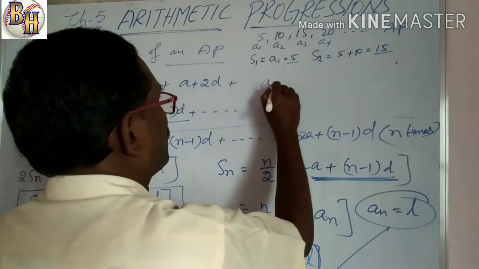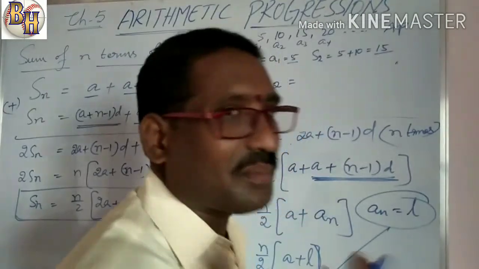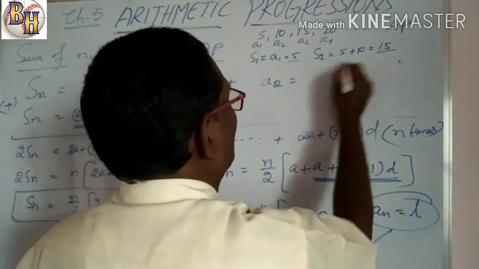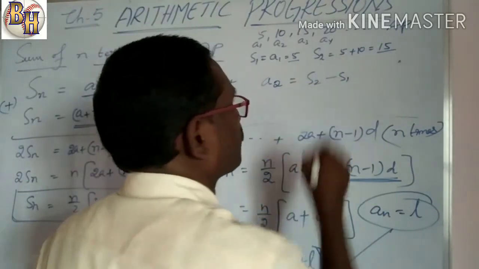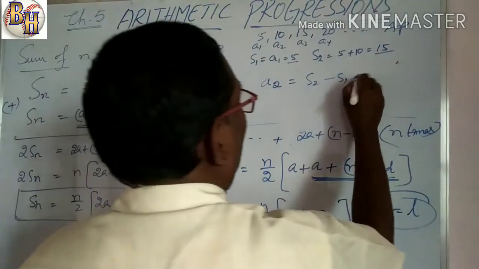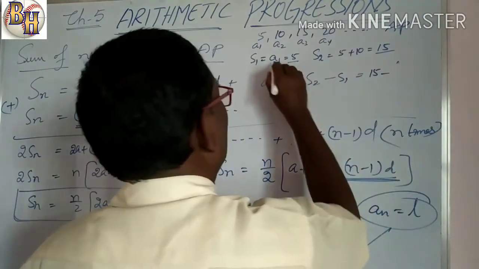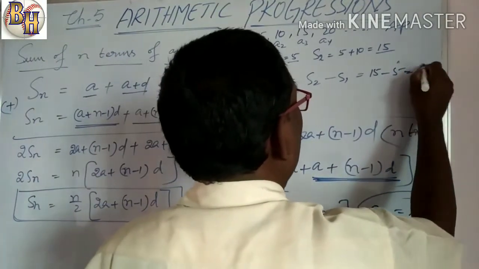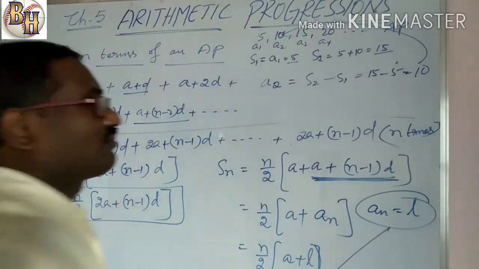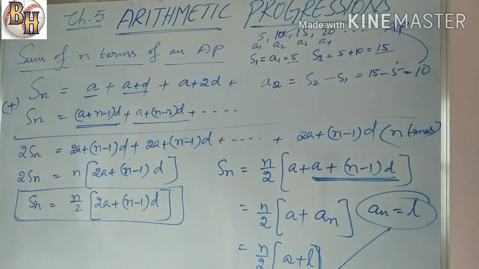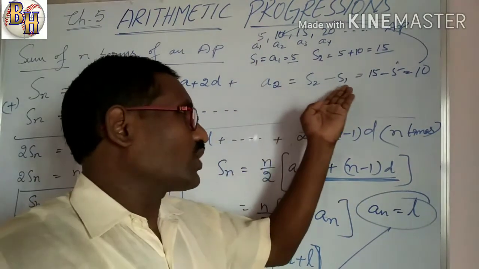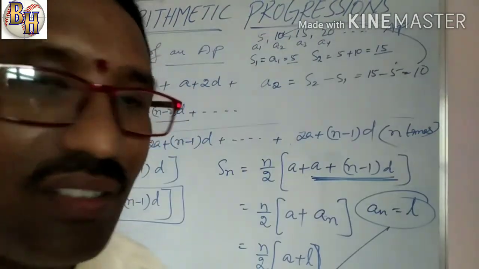Now A2, the second term, is equal to, how to do here? S2 minus S1 you should do. S2 means how much here? 15 minus S1, which is 5. That is equal to 10. See? That means A2 is equal to S2 minus S1.